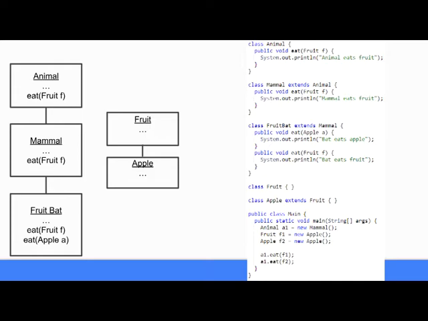So if you have the same method name, argument names, and argument types in different classes, that's overriding. Overriding. Yes. Different classes overriding. Question in the back?